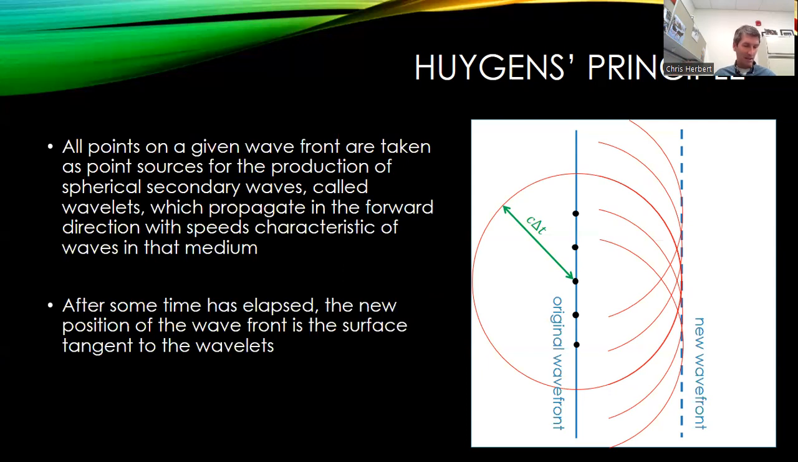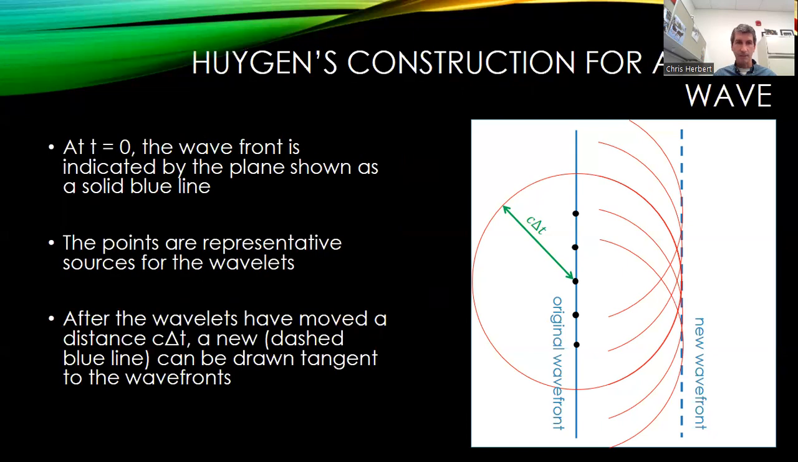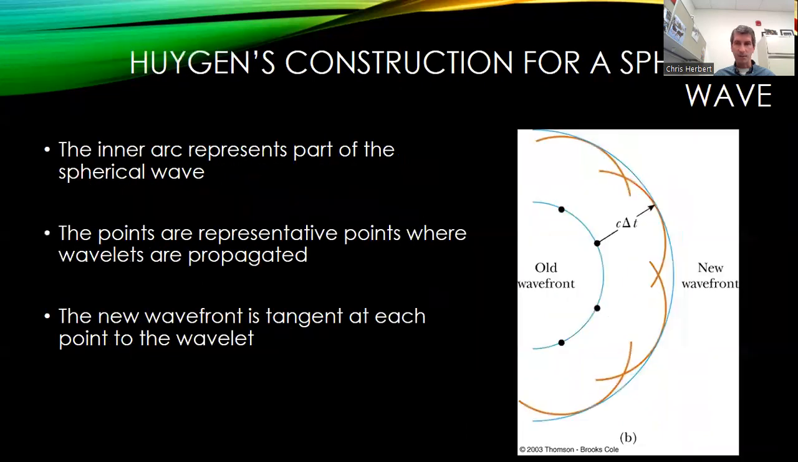Now, all of these wavelets travel at the speed of light. So each point essentially creates a circle of radius c times delta t, representing how much later this new wavefront is going to be with respect to time. And let's take a look at how we can actually apply this to light traveling in different situations.